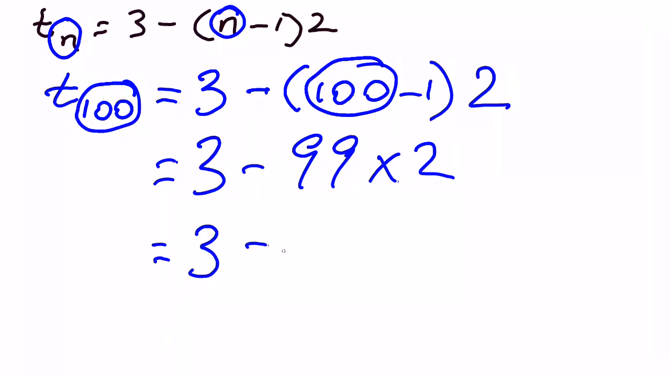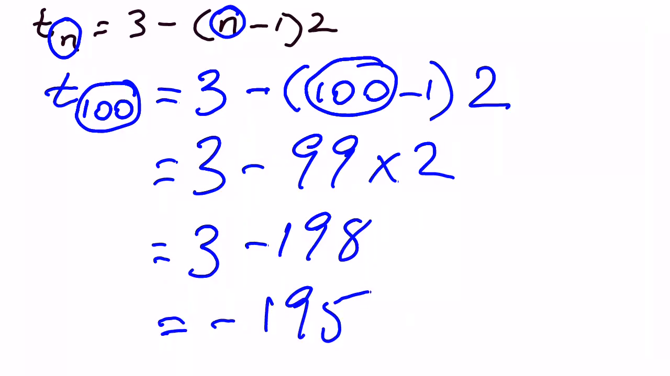Now it's just arithmetic, which is 198.3 minus 198, which is minus 195. Next question.